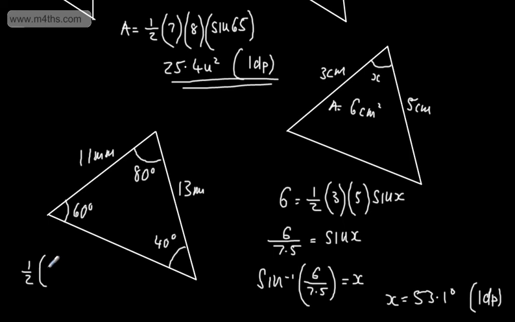So it's 1/2 multiplied by 11 multiplied by 13 multiplied by the sine of 80 degrees, and we'd simply sub it in. So we've got 11 millimeters, 13 millimeters, and all we've done is found a missing angle and then gone ahead and used it. So do use all of your understanding of triangles and missing lengths and angles to go ahead and find those.